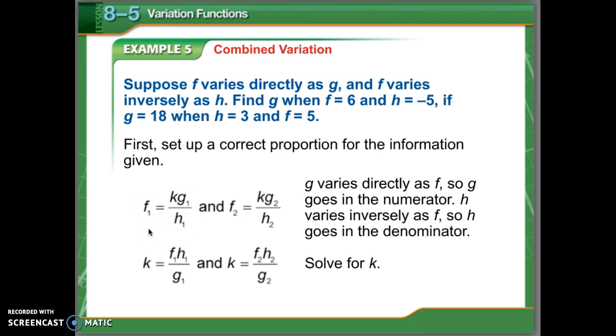So we need two different equations. In the first equation, we're going to use 1 as the subscript for all of our variables f, g, and h, and in the second equation we're going to use 2 as our subscript for all of the variables. And then we're going to solve each equation for k. Basically when we do that, we are going to multiply each side of the equation by h over g. So we get k is f times h over g for each one, and we're going to set these two expressions equal to each other.